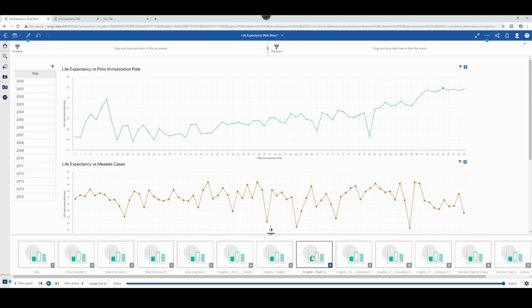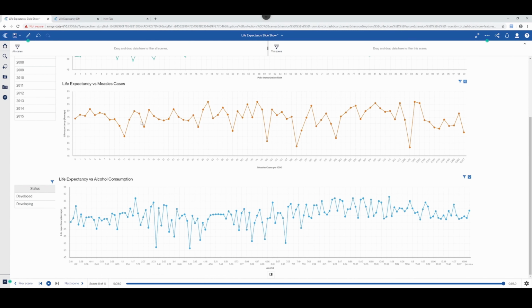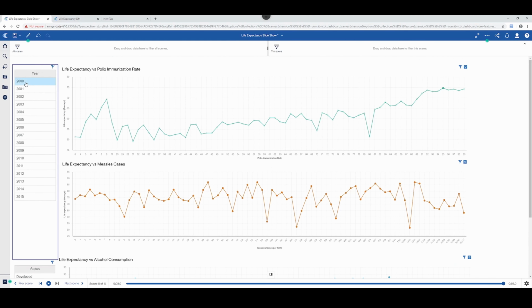This is more health factors that have an impact on life expectancy, and these were picked up by Cognos Analytics as being strong drivers for life expectancy. But as we can see here, only polio immunization seems to have a correlation to life expectancy. Measles and alcohol consumption don't seem to have any sort of correlation to life expectancy. And again, the user can narrow this down by year.